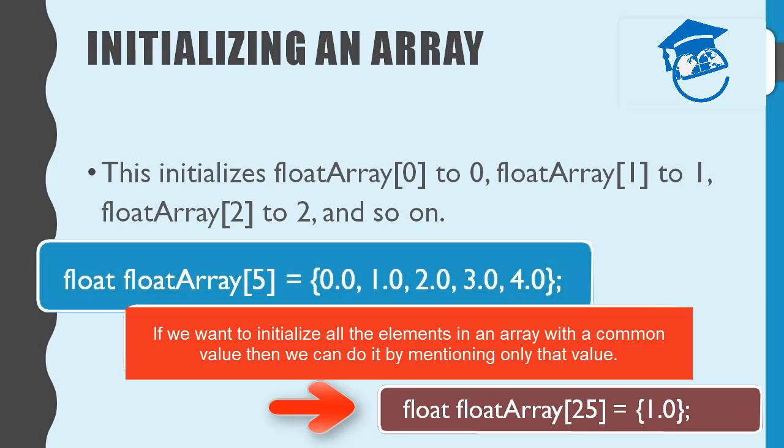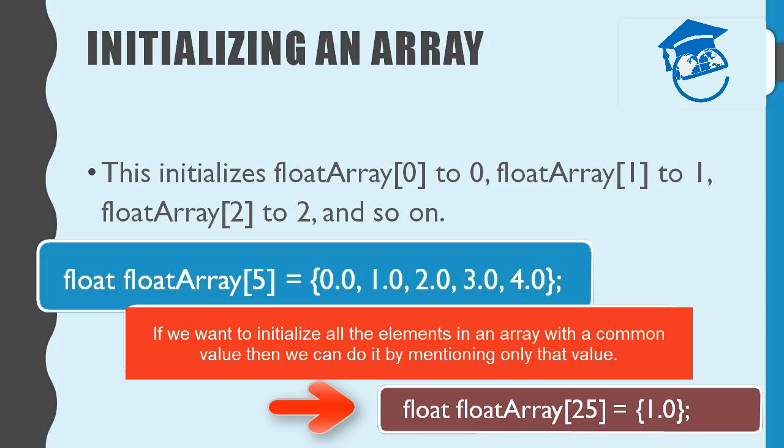If you want to initialize all the elements in an array to a common value, then you could do it by mentioning only that value. So in that code line, it initializes all the 25 locations in the float array to 1.0.